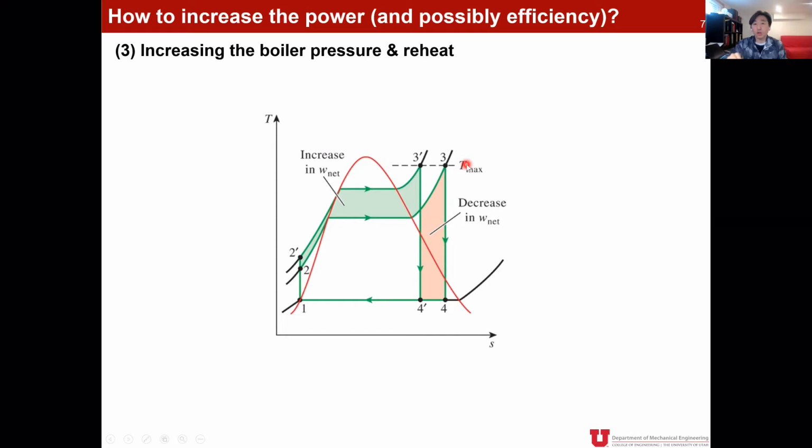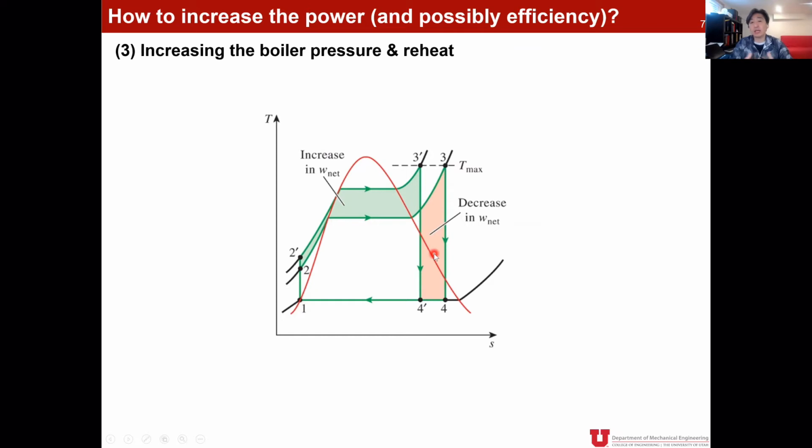So another possibility is that first, if we increase the pressure of the boiler from 2 to 2 prime, then we can increase the net work by that amount of area. But if you compare to 1, 2, 3, and 4, we in return decrease that much of area. So by having a gain in the green shaded area by increasing the pressure, we have to sacrifice a certain loss of net work in the red shaded area.